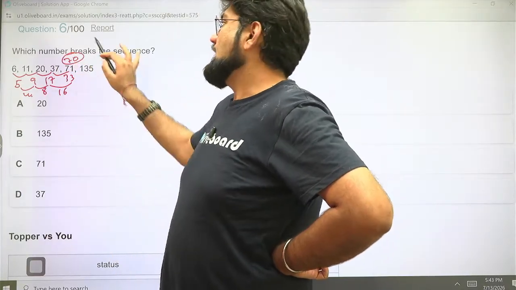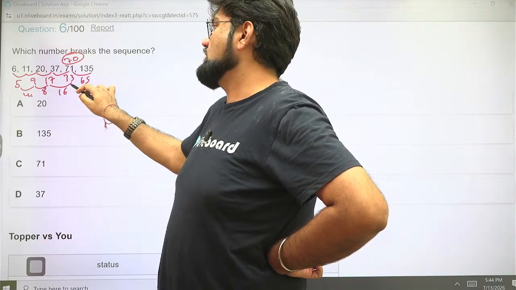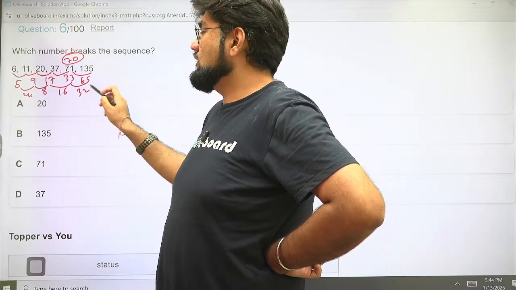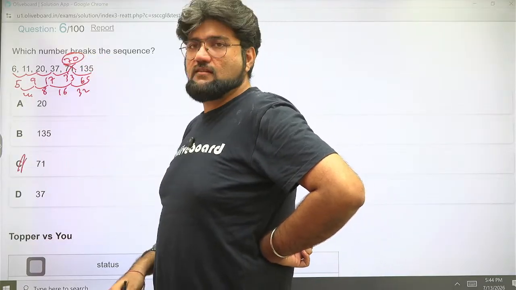Okay. And if I check it further, 17, 135 would have been 65 from here to here, which would have been 32 from here to here. So this would make sense. That means 71 is the incorrect one. 70 is the correct answer instead of it.